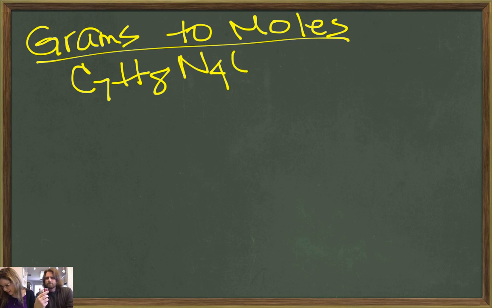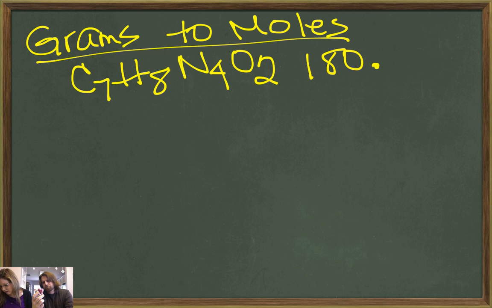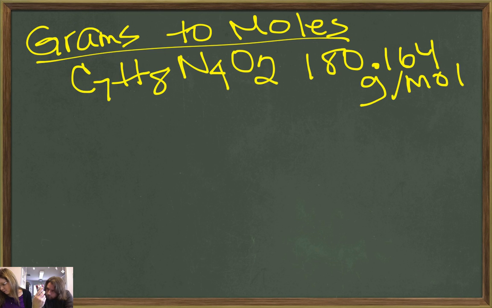Okay, this is the chemical formula of chocolate, which has a molar mass of 180.164 grams in 1 mole. So that's in 1 mole, we have that many grams. That would be a whole lot of chocolate. Yeah, it would be. So how many grams do we have there? I think it's about 18 grams or so. So let's say we have 18 grams. Let's figure out how many moles that would be.